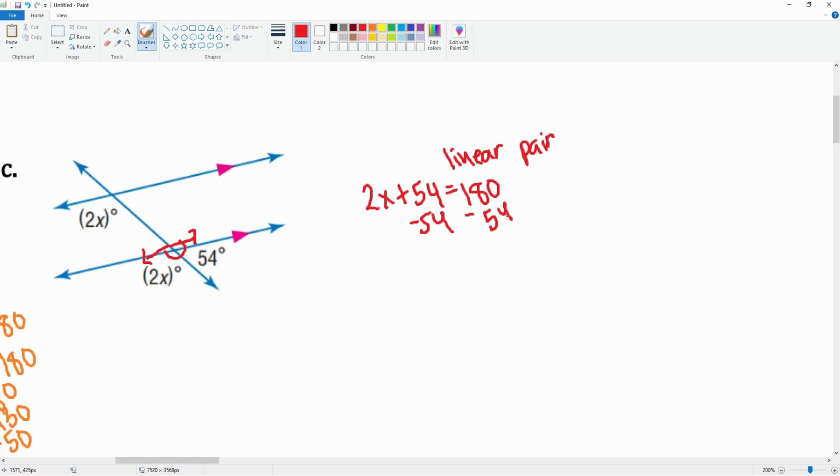When we subtract the 54 from both sides, we get 2x is equal to 126. Divide both sides by 2. You get x is equal to 126 divided by 2, which gets you 63 degrees. There you go. That gets you 63 degrees for x, so x is 63.